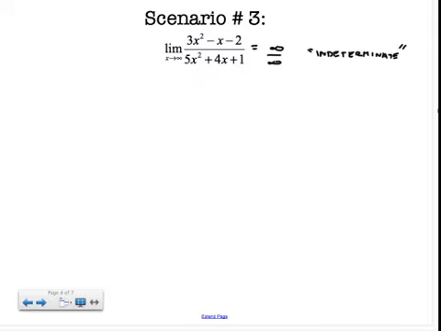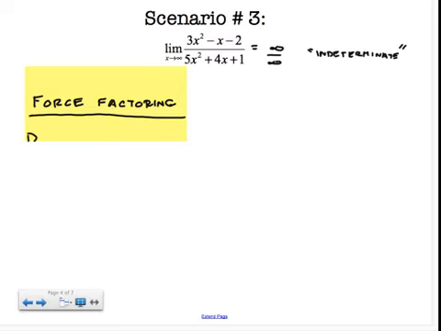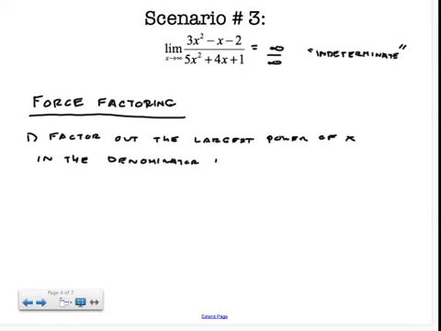So the first technique you're going to learn here is what's called force factoring. It's called force factoring because you're going to take something that doesn't factor naturally and you're going to force it to factor in a way that helps you evaluate the limit. Here's how it works. You will factor out the largest power of x in the denominator from both the numerator and the denominator. Okay, that's a legal move.